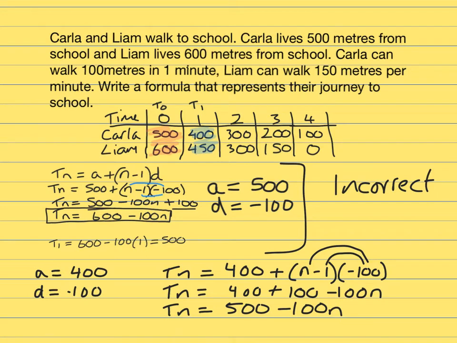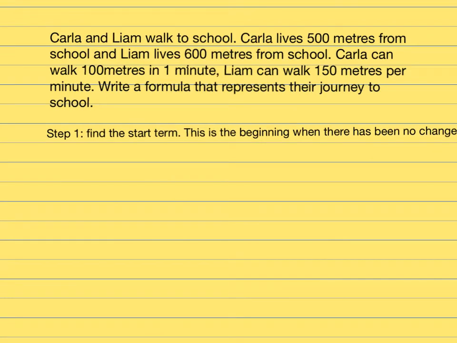But we're going to talk about another type of formula that you could use when you're looking at something to do with time. So for something like this where you have time involved, the best thing to do is, and it's not really a formula as such, it's kind of just a method. First of all, find the start term. If we're making a formula that's going to represent Carla and Liam walking to school, the start term for Carla is 500 meters, and the start term for Liam is 600.